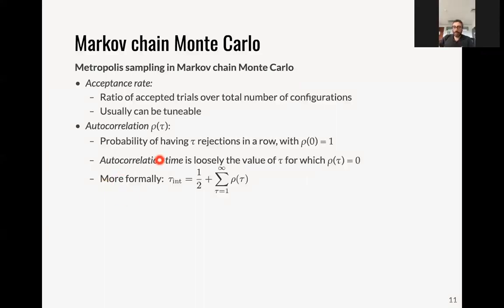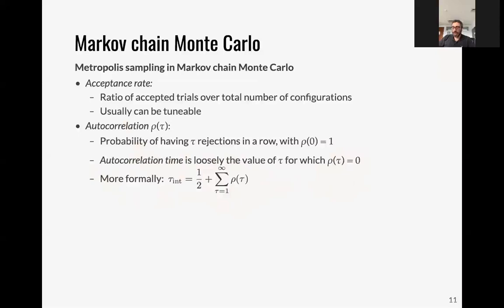And more formally, you can define it as this integral, right? So if you integrate over rho of tau, then at some point it'll become 0, and then you stop adding to the sum. So this is a bit more formally what is written here in the previous bullet point. So that's correlation time, and I'll show you some examples of that.